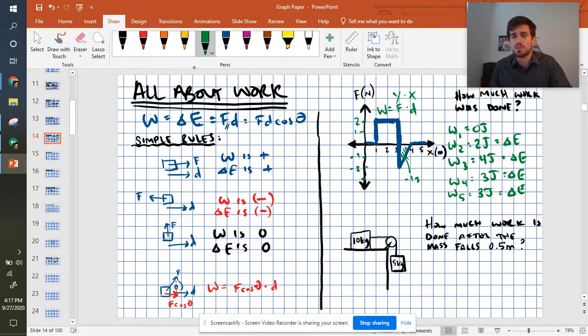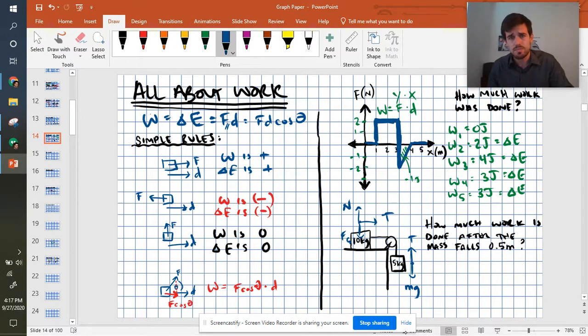Finally, last question, how much work is done after the mass falls half a meter? Well, to do this, I'm going to have to actually do some force problem stuff. I have mg acting on this block. I have tension pulling it up. Then for this one, I have tension. I have the force of gravity, and I have normal.